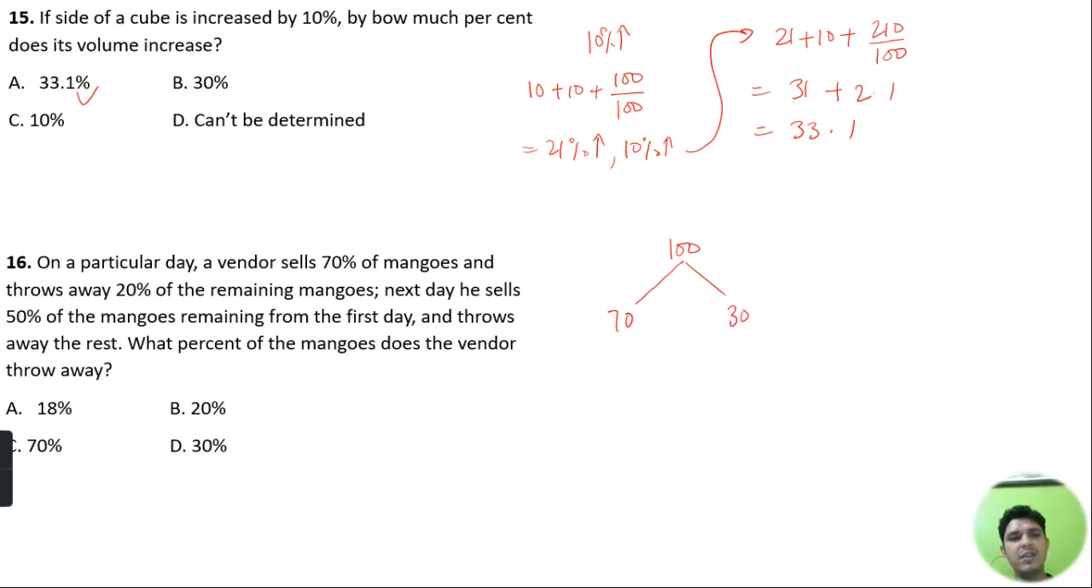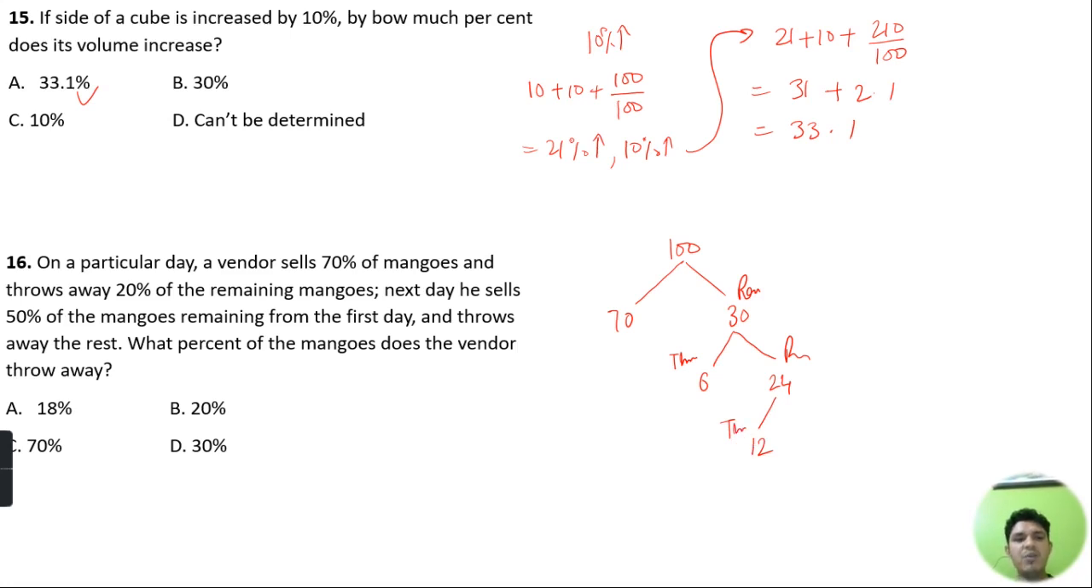How much is remaining? The remaining is 30%. So we are writing remaining here. And throws away 20% of remaining, that means how much does he throw? 20%. So how much will be 20%? 20% will be 6. So 6% he throws, right? Next day he sells 50% of the remaining mangoes from the first day and throws away the rest. So students, if we find out remaining mangoes, how much will be the remaining? Remaining will be 24. And next day he throws 50% from the remaining, that means how much is the 50%? 50% is the 12. So 12 mangoes he throws.